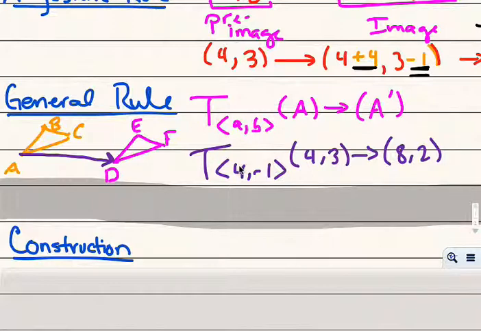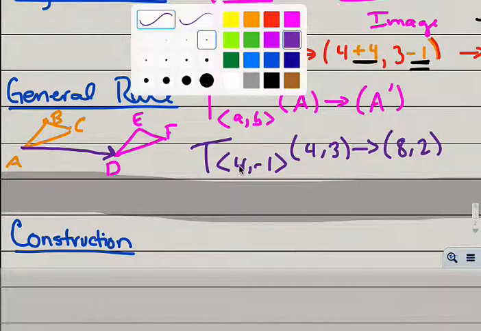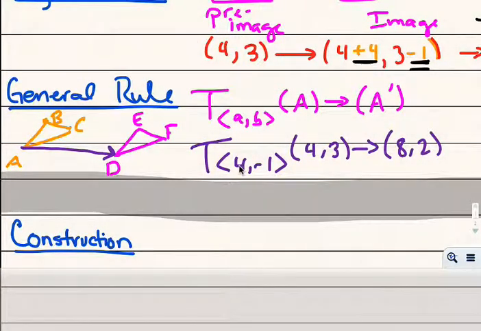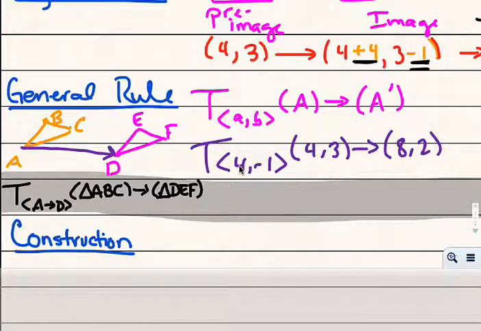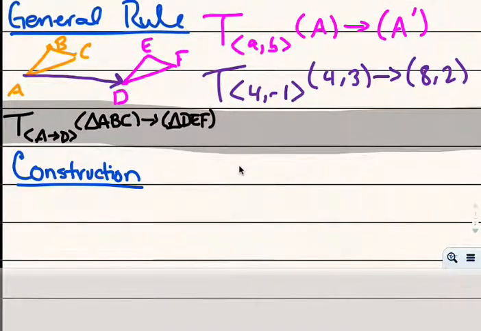Now, if this were on a grid, that would be the direct path it would take. So for this one that I have mapped out on the left, I can just write a general rule for this. So T along the vector of A to D, translated vector A to D, of triangle ABC is taken to triangle DEF. Okay. So just be aware there's ways we can apply that general rule as well.